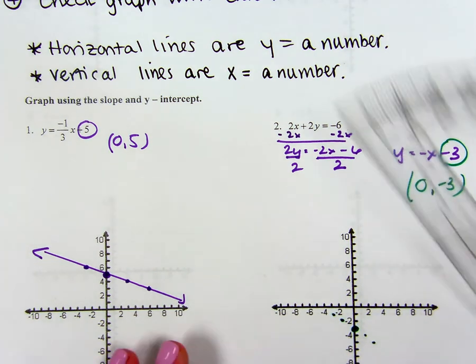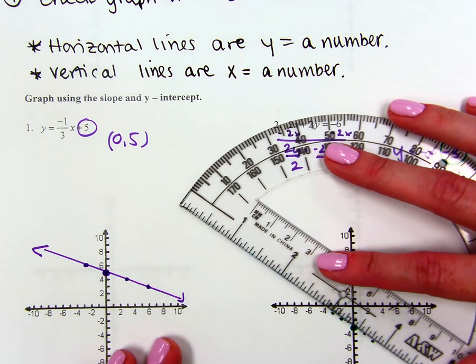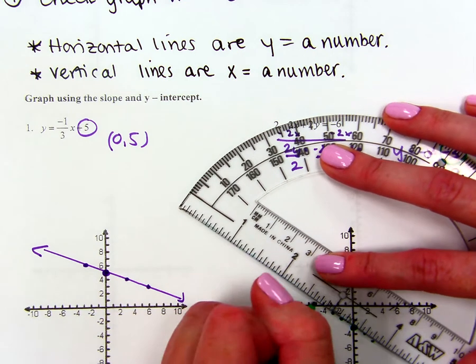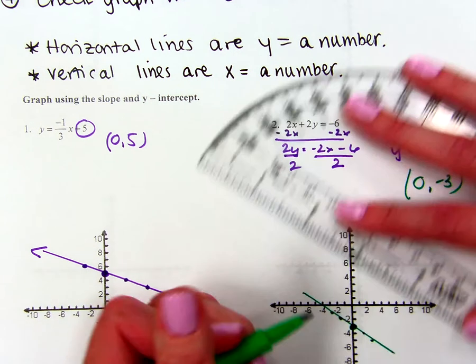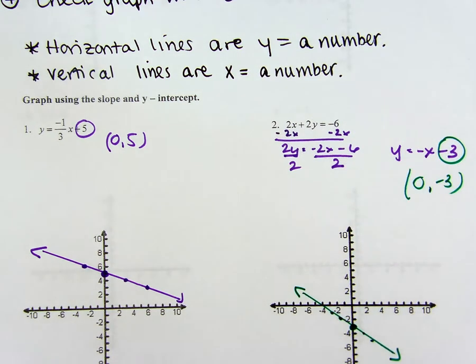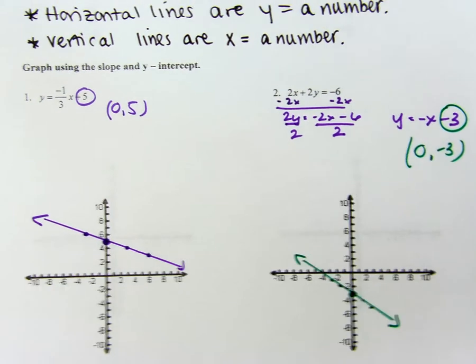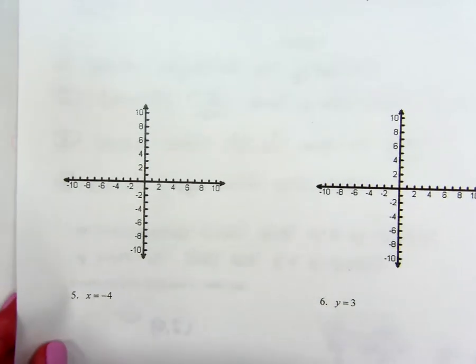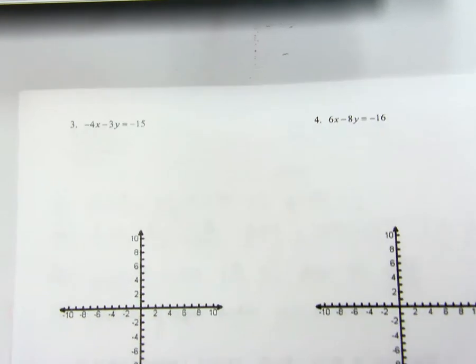Okay. Once I have a couple of points there, I grab a straight edge, a ruler. If you don't have a ruler, you can fold a piece of paper in half and then draw in my graph there. So there's 1 and 2. Let's do the sample problems on the back.